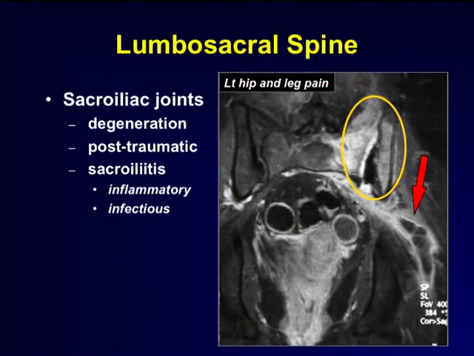SI joints, I'm not going to prolong this. This was a septic SI joint going down along the sciatic nerve, but it can mimic and cause what's considered to be hip or even radicular pain, as in this case.